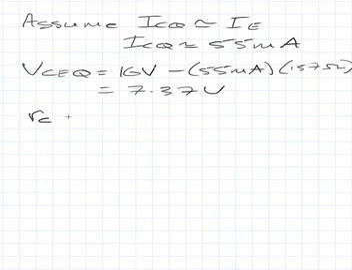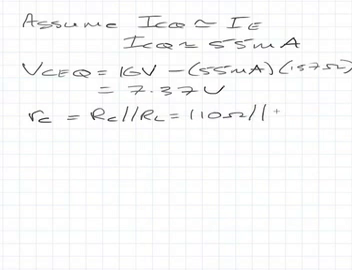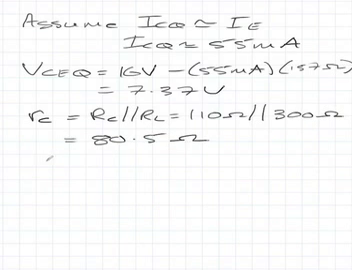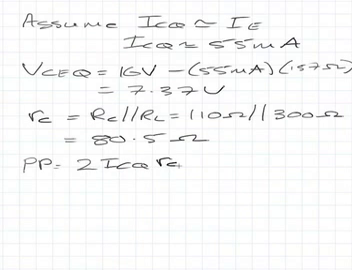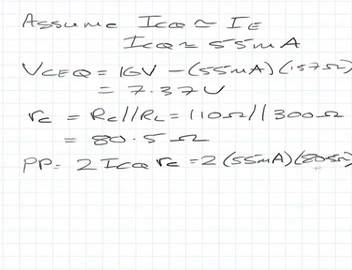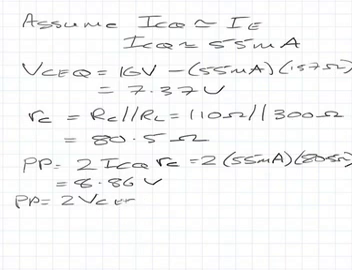The next step involves the calculation of the AC resistance in the collector circuit, or rc. This is given by the parallel combination of collector resistance and load resistance. With respect to the quiescent collector current, the output compliance is equal to twice the quiescent collector current multiplied by the AC resistance in the collector circuit. With respect to the quiescent collector emitter voltage, the output compliance is twice the quiescent point value of VCE.